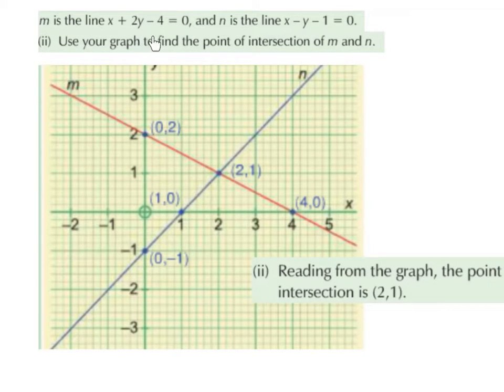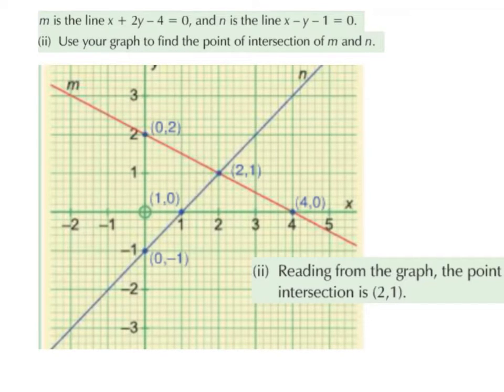Part 2, use your graph to find the point of intersection of M and N. So we have to actually plot our points and then join them up. If I start with 0, 2, so this is my x-axis and this is my y-axis, I go to 0 on my x-axis, which is here, and 2 on my y-axis, which is here, and plot that point. And then I have the point 4, 0, so I go to 4 on my x-axis, which is here, and 0 on my y-axis, which is here, and plot that point and join them together. So now I have the line M.